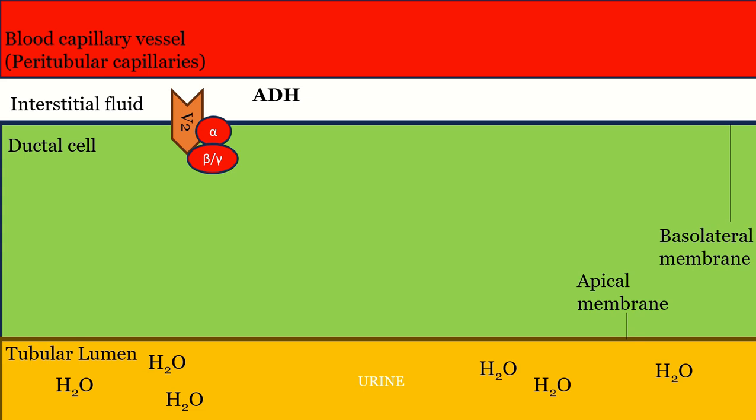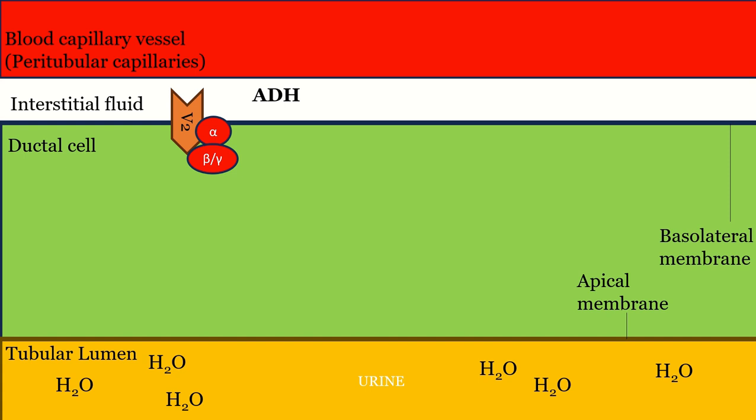If you see here in this PPT, you see the blood capillaries, and there is interstitial fluid, then the ductal cell, which is the kidney ductal cell, and the tubular lumen through which your urine will flow. Water is one of the important components of the urine. In the basolateral membrane, there is one receptor called the V2 receptor, where your antidiuretic hormone like vasopressin will bind, and this V2 receptor is a G protein coupled receptor.